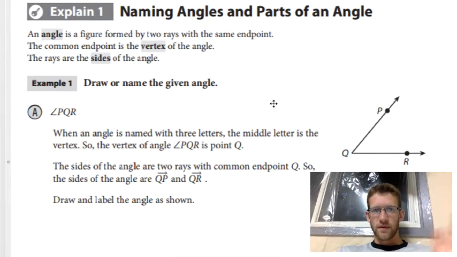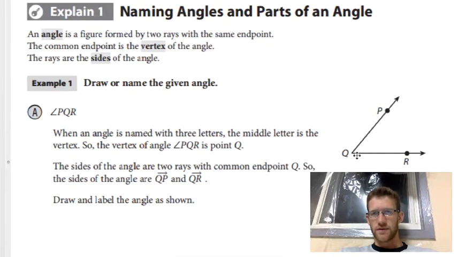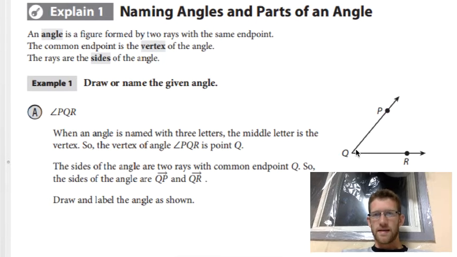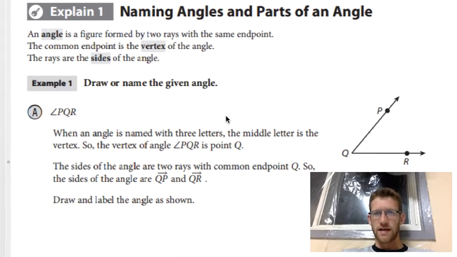An angle is formed with two rays, right? So we have two rays that go off infinitely in both directions, and they meet here at the same endpoint. This endpoint we're going to call the vertex. So the vertex of the angle is the pointy part of the angle. It's where the angle originates, you can think of it. Also, we're going to call these rays here sides. So an angle has a vertex and two sides.